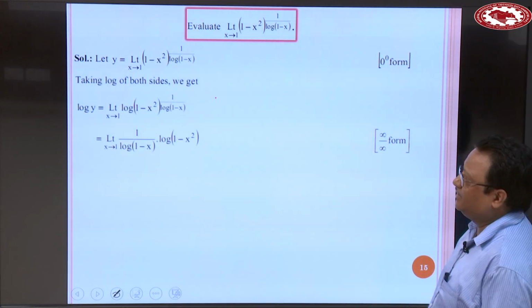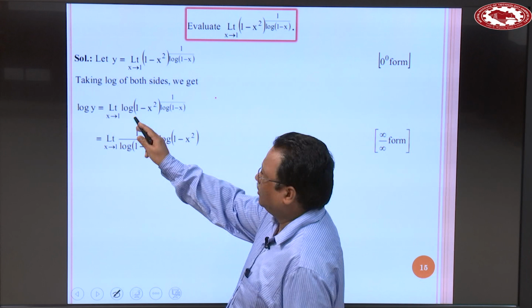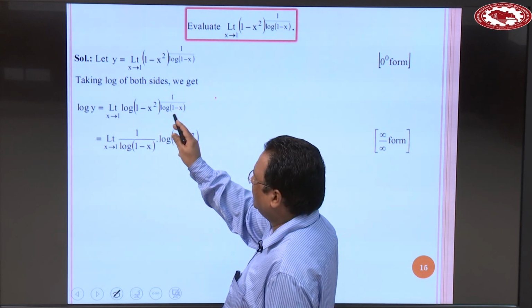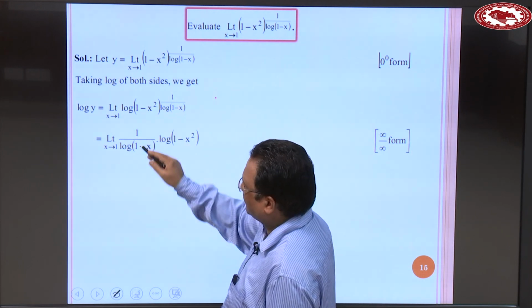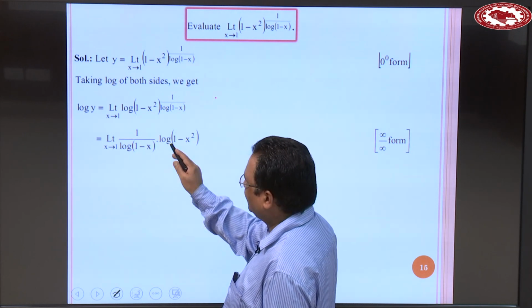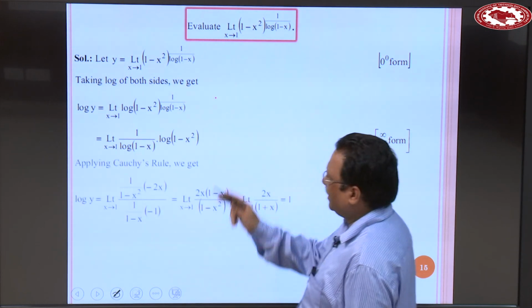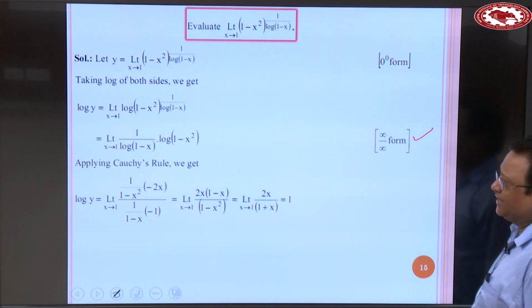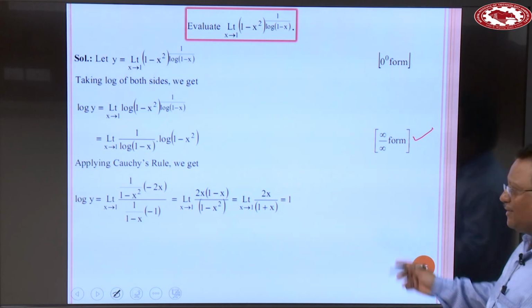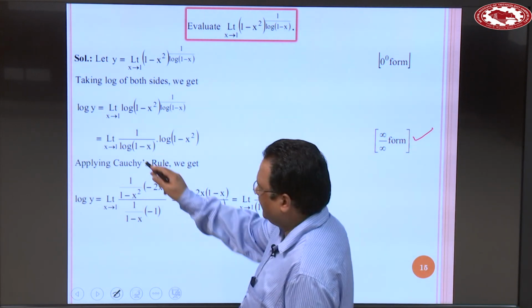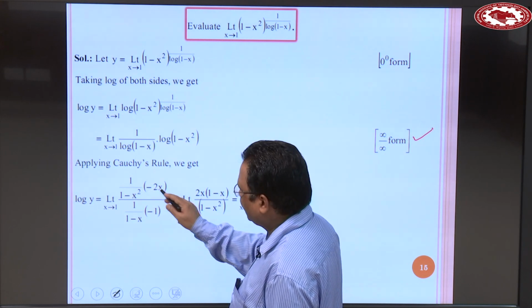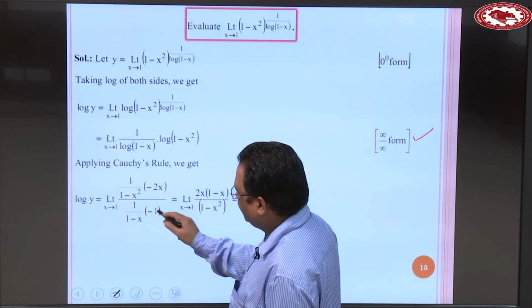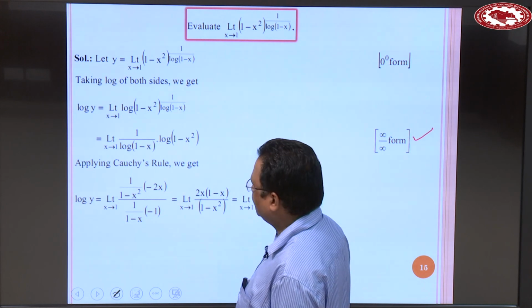Taking log on both sides, as usual. Taking log (1 minus x²) power 1/log(1 minus x). So it becomes (1/log(1 minus x)) log(1 minus x²). Again, we get infinity/infinity form. Again, apply Cauchy's rule. We obtain here (1/(1 minus x²)) times minus 2x divided by (1/(1 minus x)) times minus 1.